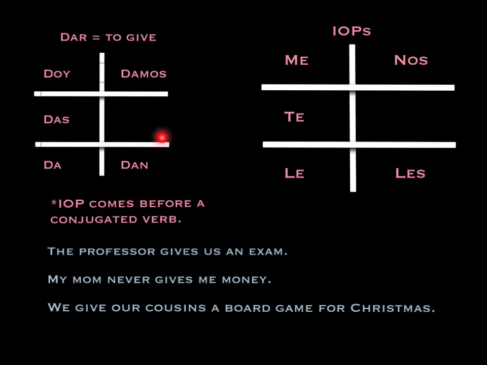And then to whom or for whom, we already know our indirect object pronouns. So we would ask to whom or for whom is receiving the thing that we are giving. Let's look at a couple of examples, keeping in mind that the indirect object pronoun comes before a conjugated verb.